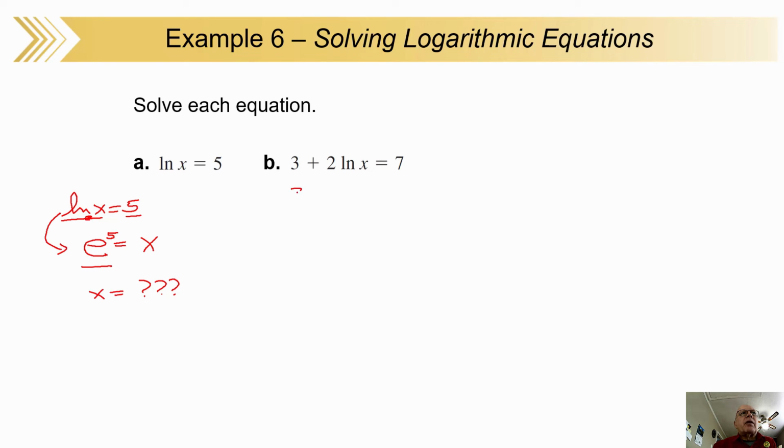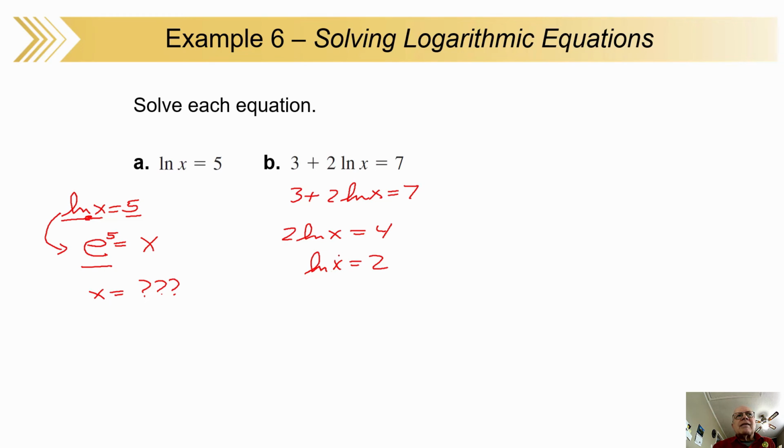Second one, 3 plus 2 natural logarithm of x equals 7. X is in here. We want to get this term all alone, so we'll subtract 3. So I have 2 natural logarithm of x equals 4. Notice that both sides are divisible by 2. Might as well do that. Make it look simpler. Okay, now we're ready to roll.